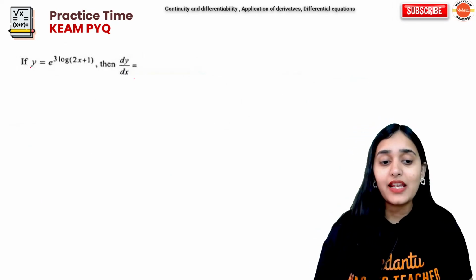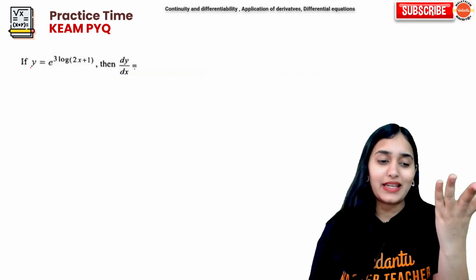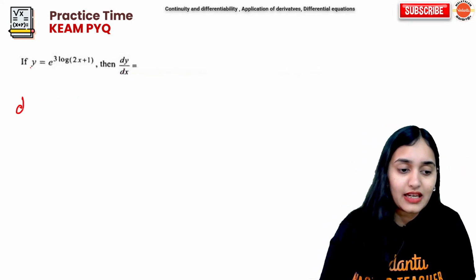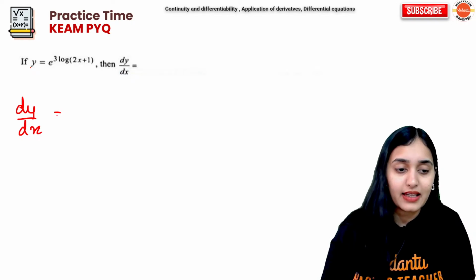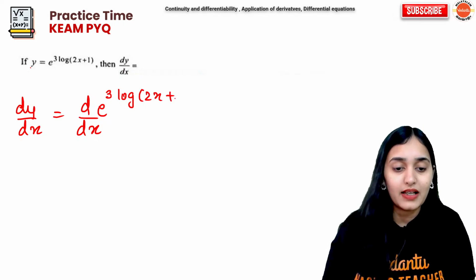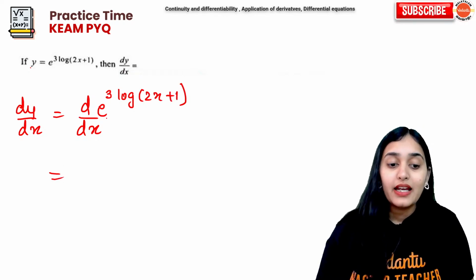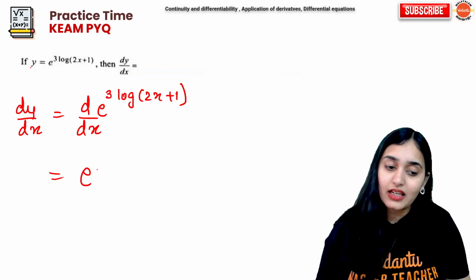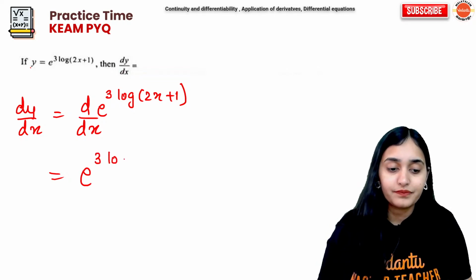Then dy by dx. What an easy question. Quickly we can solve it. So dy by dx is d by dx of e to the power 3 log 2x plus 1. So it is e to the power x differentiation, e to the power x.